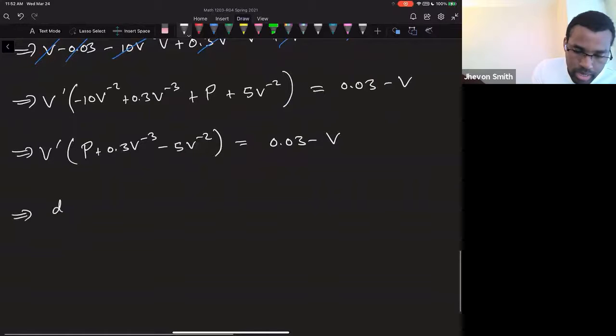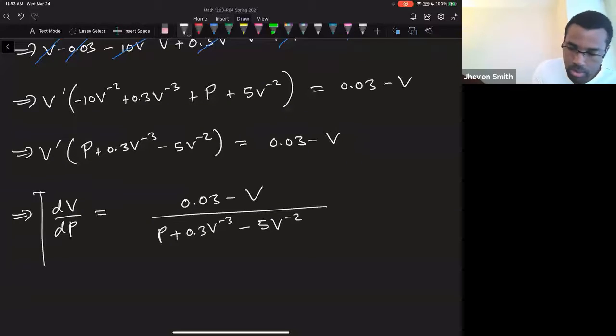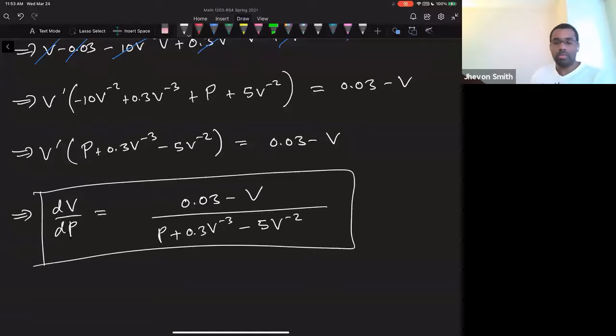And so my dv dt is equal to 0.03 minus v over p plus 0.3v to the minus 3 minus 5v to the minus 2. And that's the guy. It's coming in here.